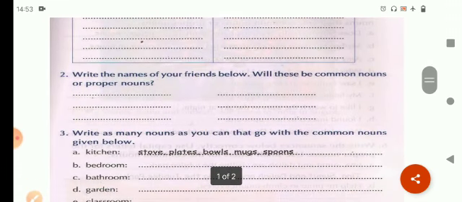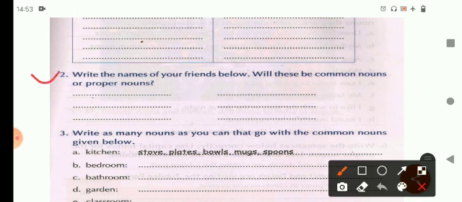Now come to the next question, and your next question is write the names of your friends below. Will these be common noun or proper noun? You have to write names of your friends here, and then you have to tell whether they are proper noun or they are common noun.